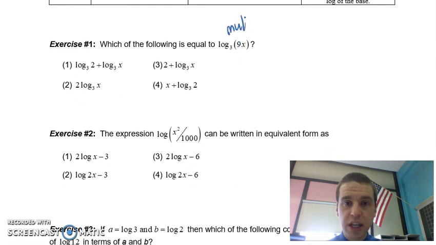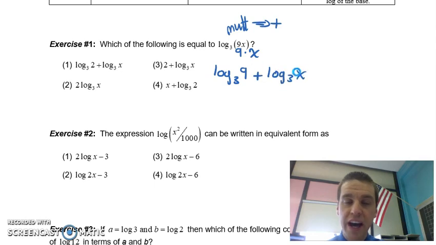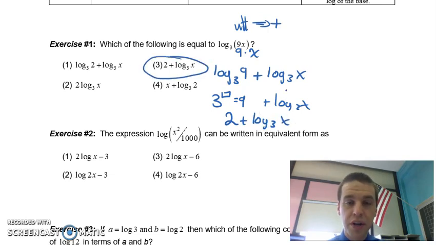Notice that this is multiplication. We know that multiplication implies addition. 9 times x, and therefore we're going to rewrite it as log base 3 of 9 plus log base 3 of x. You know from before that this is 3 to what power equals 9, plus log base 3 of x. Well, we know 3 squared equals 9, so this is 2 plus log base 3 of x. Whenever you have two numbers, you have to think 3 to what power will give me 9.